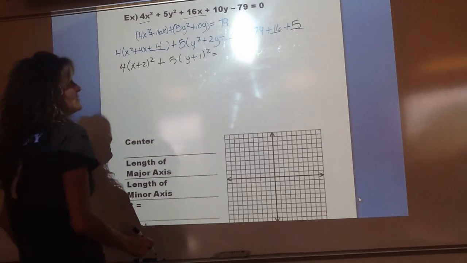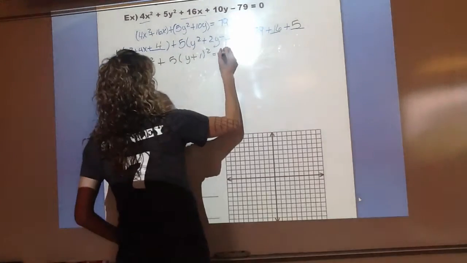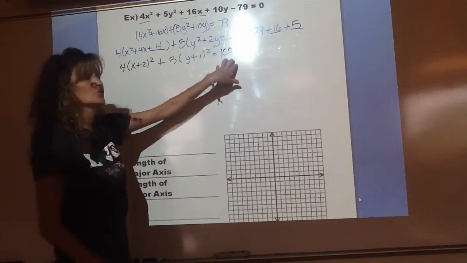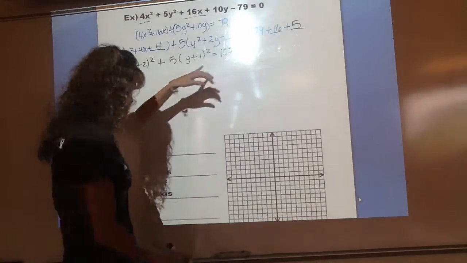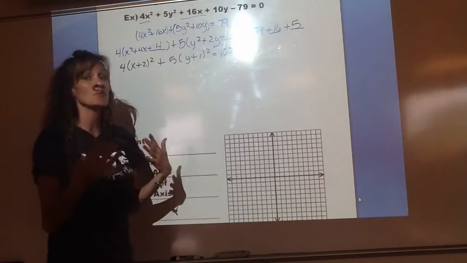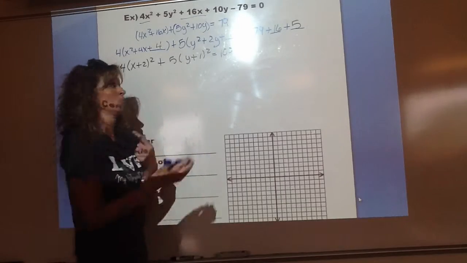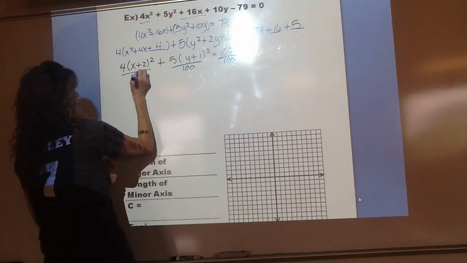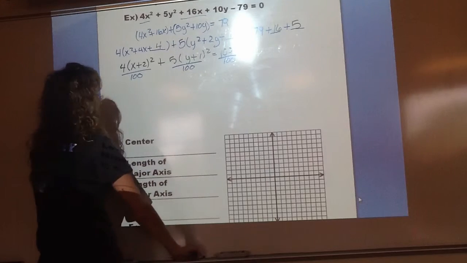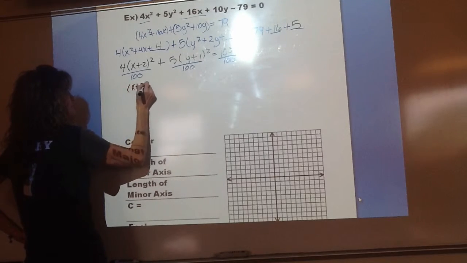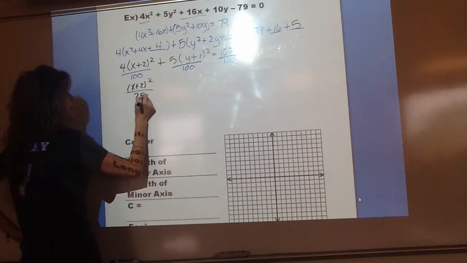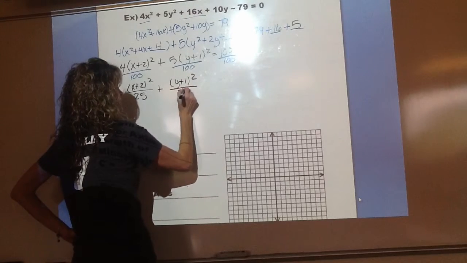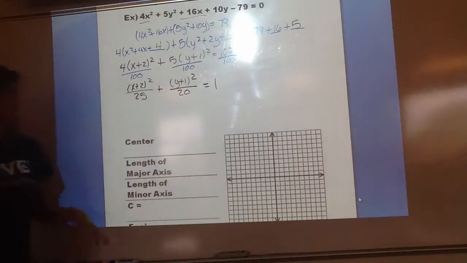And let's see, 21 and 79 would be 100. I was about to grab my calculator, we can do that one in our head. I don't want 100. I need this to be 1. So in order to make it 1, I can divide a number by itself, and if I divide a number by itself, it gives me 1. So I'm going to divide by 100. Everything has to be divided by 100 because it's a balanced scale. And then that's going to reduce. That reduces to be x plus 2 squared over 25 plus y plus 1 squared over 20 equals 1. Now I'm good to go.